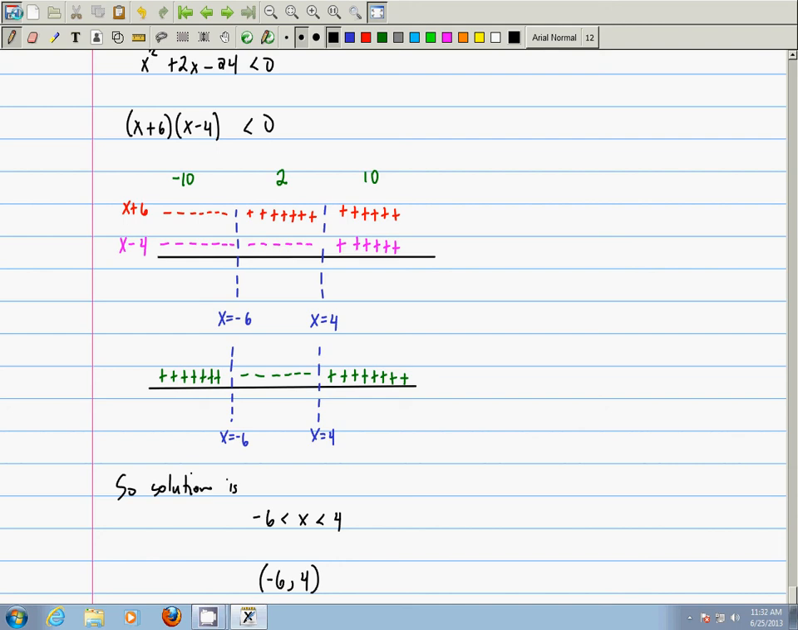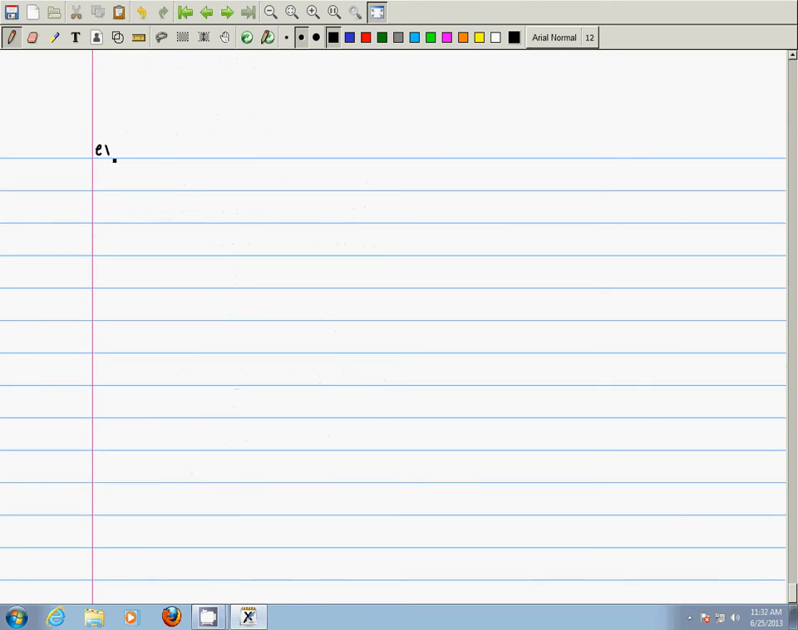Okay, now let's do something a little more interesting, because now I'm going to start throwing curveballs a little bit. For example, how about 2x minus 1 over x plus 5 is greater than or equal to 0? Is this a quadratic? No, this isn't a quadratic.